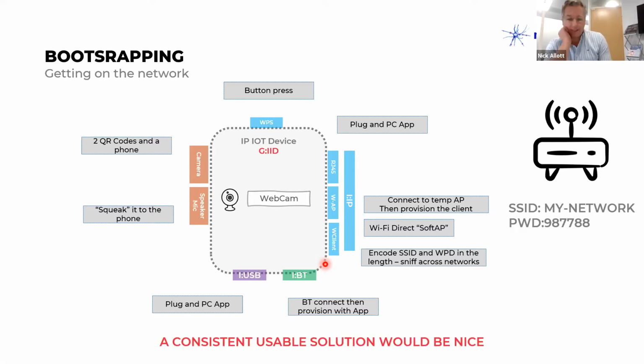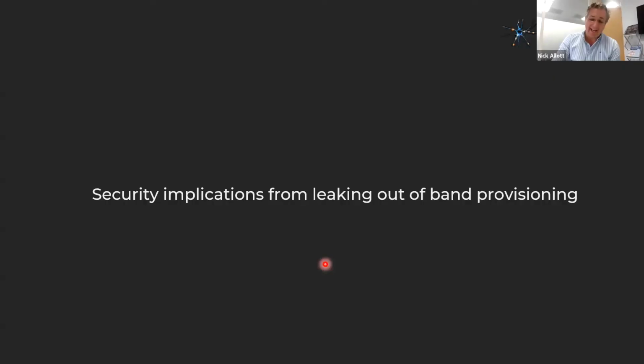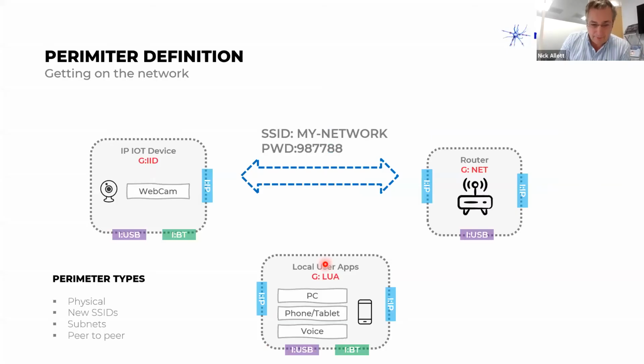I missed out NFC. I think this is interesting. This is the real user experience of commissioning an IP-based IoT device, and it's incredibly diverse. And each and every one of those has very different security implications, because you're essentially using an out-of-band method of passing in some quite privileged information, and it depends how easy it is to sniff that. So hopefully that was somewhat instructive.